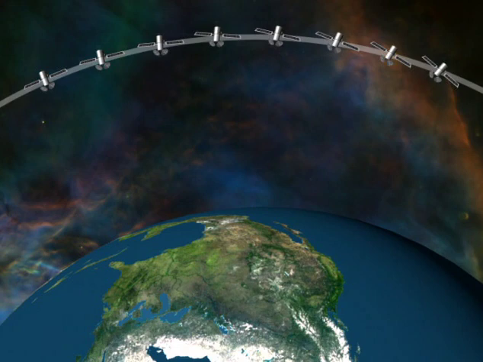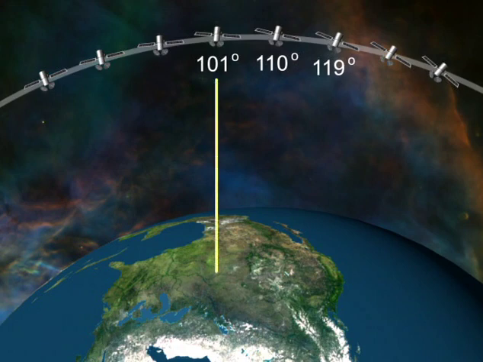The most desirable positions are 101, 110, and 119 degrees, since from these locations the satellites can cover the entire U.S. The 101 degree position corresponds to a north-south line passing through western Nebraska. Using this line as a reference, the satellites appear due south when viewed from central U.S., west of south on the east coast, and east of south on the west coast.